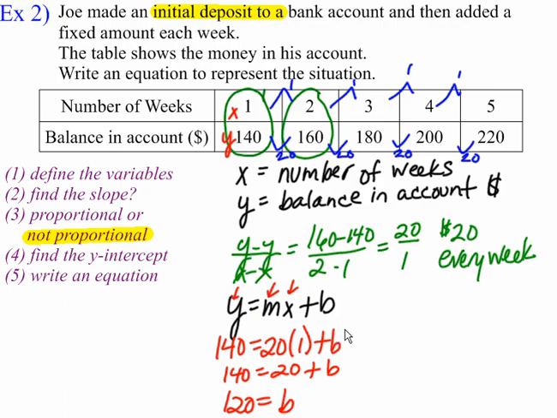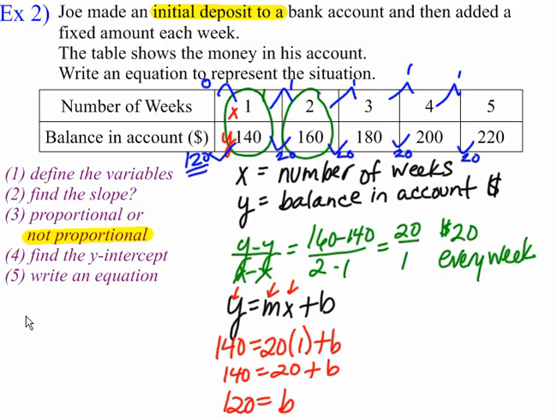We could also find the y-intercept from the table because we know if we go down one more time, it would go to 0. And wherever x is 0, that's where the y-intercept is. And if this goes down by 20, we're going to get 120. So that just proves our point of what's going on.